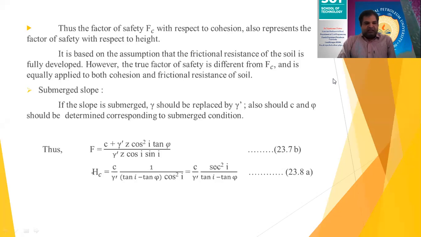Now let us take the same case with submergence. If the slope is submerged, the gamma, that is the bulk density of soil, is to be replaced with the submerged density of the slope.